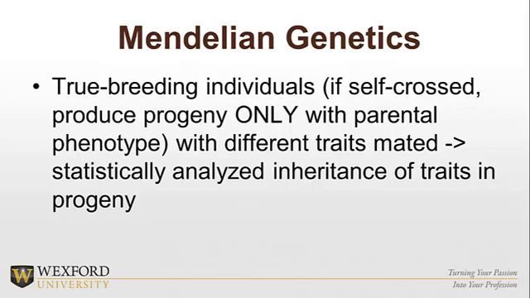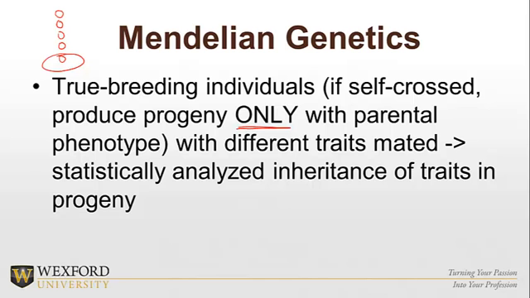True breeding individuals. And once again, we determined that a true breeding individual is one where, if it's self-crossed, the progeny will only have the parental phenotype. And remember, we said that it probably took him years to self-cross peas, like round peas, generation after generation, to ensure he only gets round. So it probably took him years to set up that test until he finally got a true breeding individual.